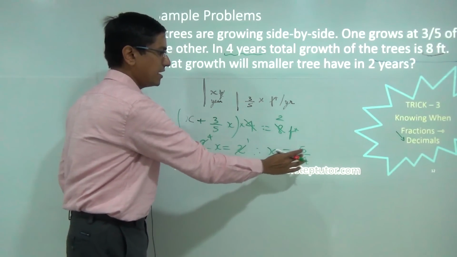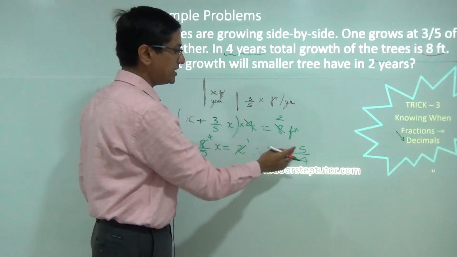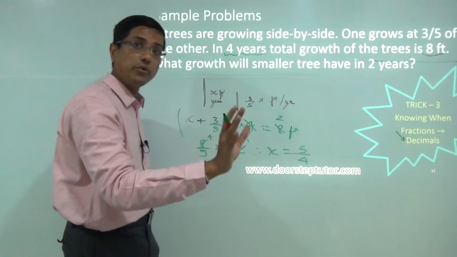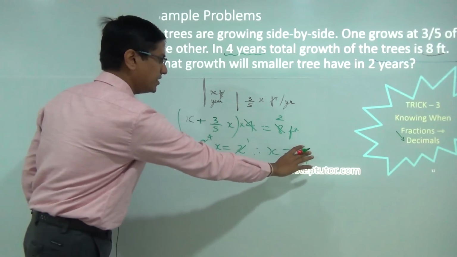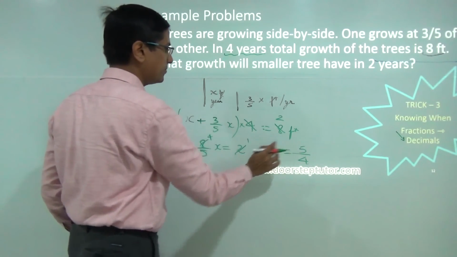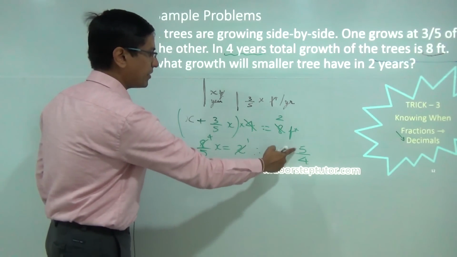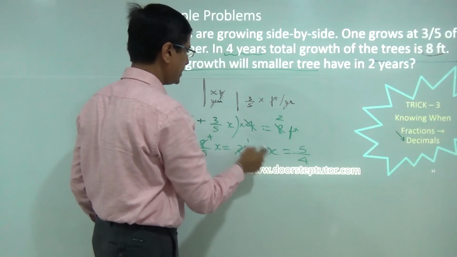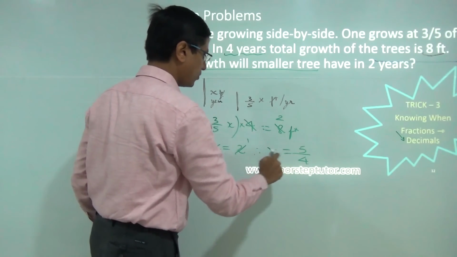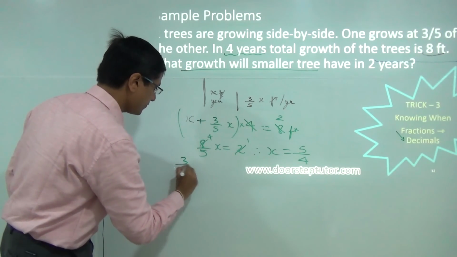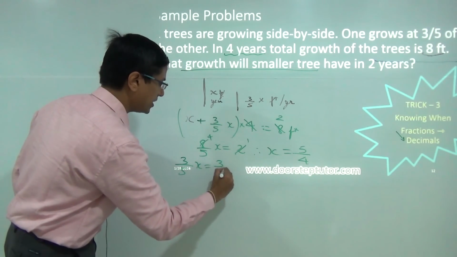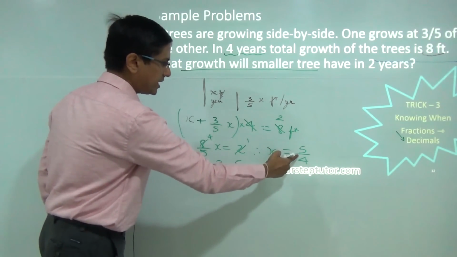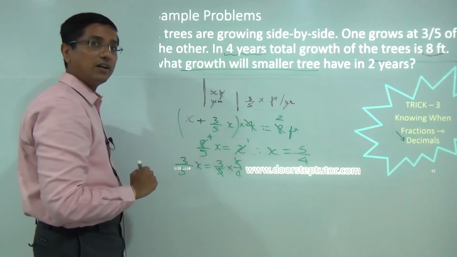So this number here, a lot of students I have seen, what they'll do is that as soon as they see this, oh, this x has come, now let me convert it to decimal. No, don't do that. We'll keep this fraction as it is, and in a minute you will understand why it's important. So this x is 5 by 4. But I have been asked to calculate the growth of the smaller tree. This is the big tree growth. The smaller tree growth is 3 by 5x, which is equal to 3 by 5 into 5 by 4. Now you see that this 5 and 5 can cancel out.